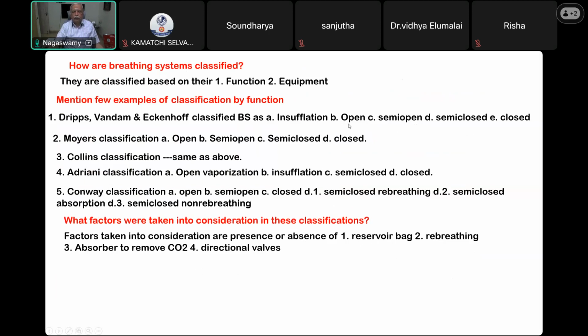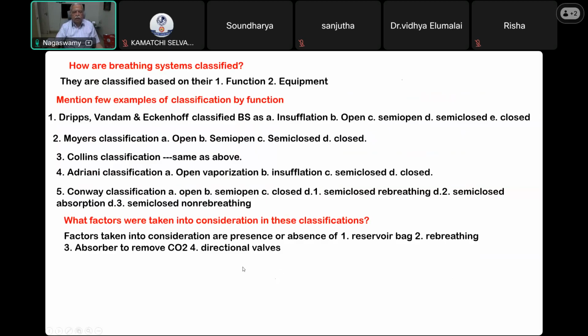When you say open, the patient is breathing from the atmosphere and breathing out into the atmosphere. When you say semi-open, he is breathing from the atmosphere, breathing from the machine and breathing out into the atmosphere. And semi-closed is also similar to that. When you say closed circuit, the patient is breathing from the machine and breathing out into the machine. So that is the functional classification.